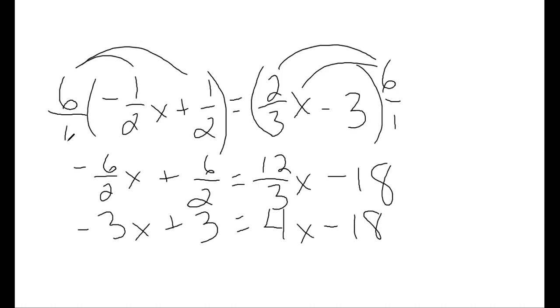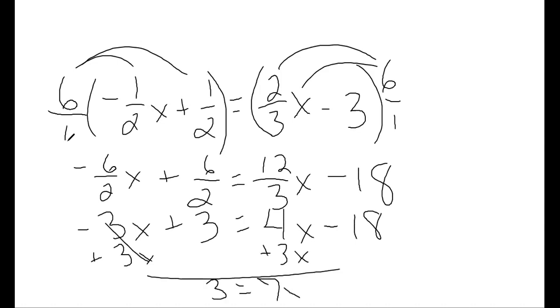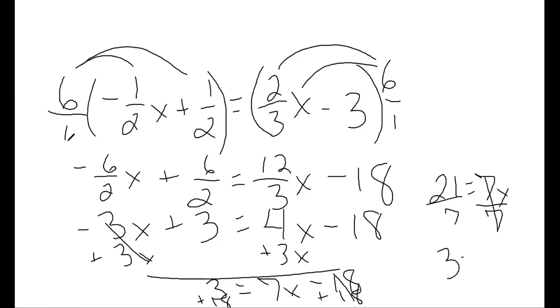And now perform the rest of the algebra. Add 3x to both sides. That's 3 equals 7x minus 18. Add 18 to both sides. That leaves us with 21 equals 7x. And last but not least, divide by 7. And so x equals 3.